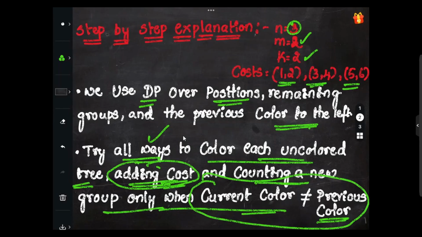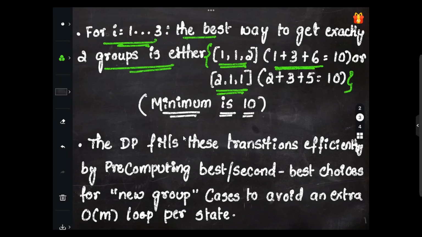So n we have 3, m we have only 2, and k also we have only 2, and we have to go with k equals 2. We have to match k equals 2, because the goal is to color the uncolored trees, so beauty is exactly k, right? With minimum total paint cost. So we can just go with the two groups, right?